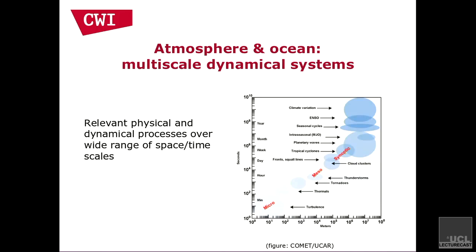So clearly, resolving this entire system on a computer is simply impossible. You go from meters to planetary length scales, and from seconds all the way up to centuries. So let's say if we're interested in climate variation, you're going to have to model a large chunk of the system.